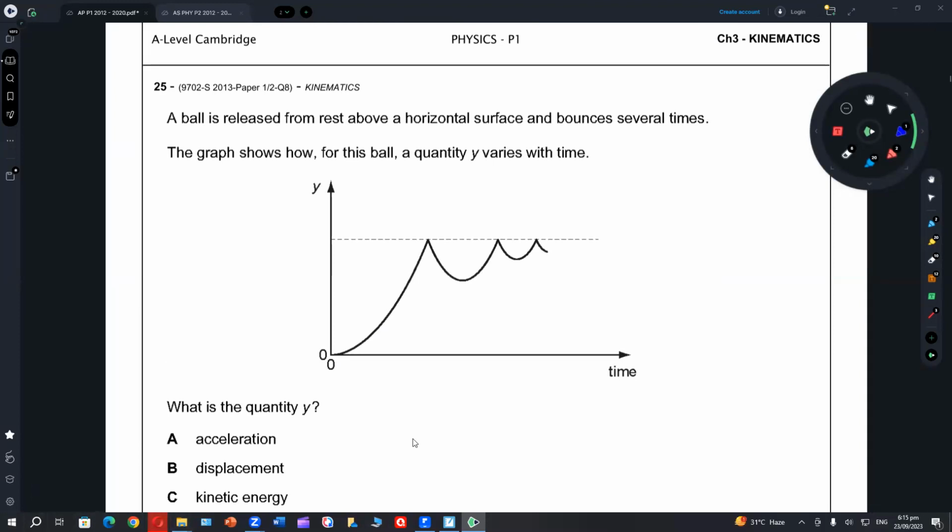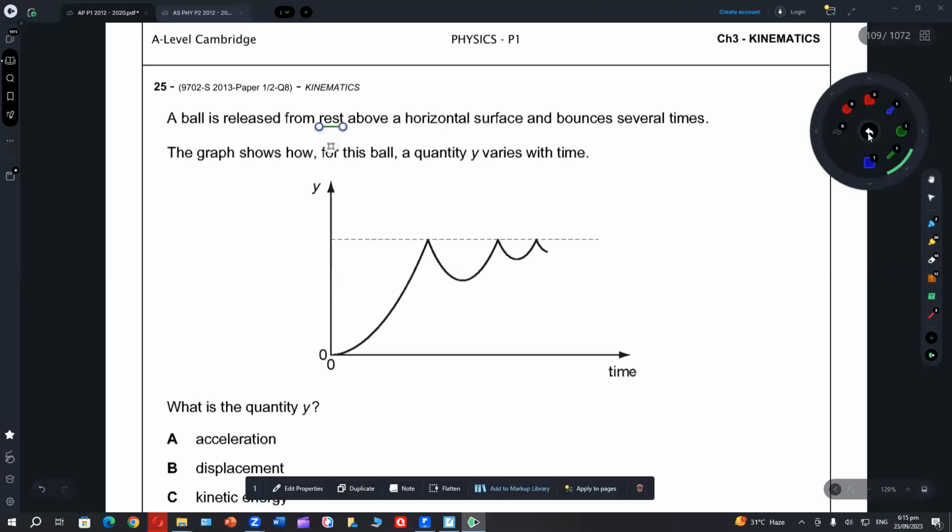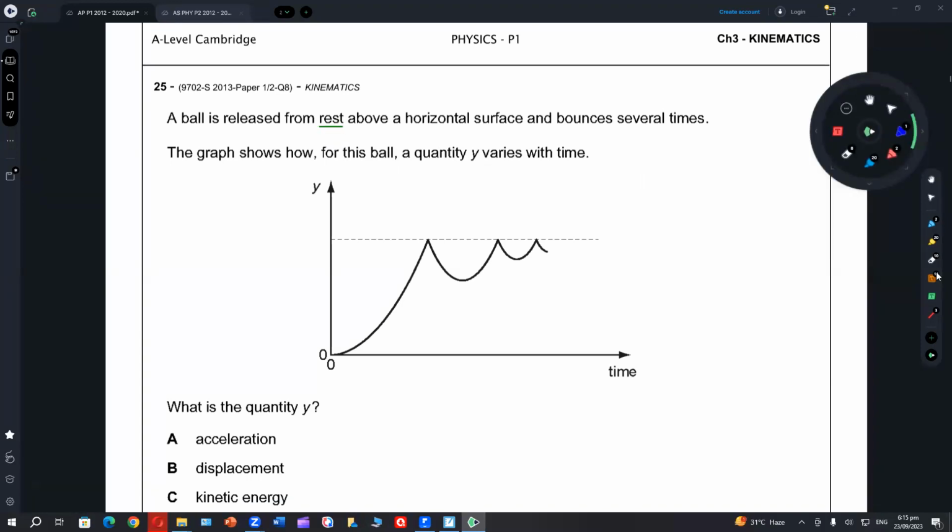A ball is released from rest above a horizontal surface and bounces several times. The graph shows for this ball a quantity y. This MCQ is famous. In AS there is a tradition of repeat MCQs, and normally in a paper of 40 questions, 7 to 9 MCQs are commonly repeated. If you have done a good range of past papers, then you can definitely get repeated MCQs.